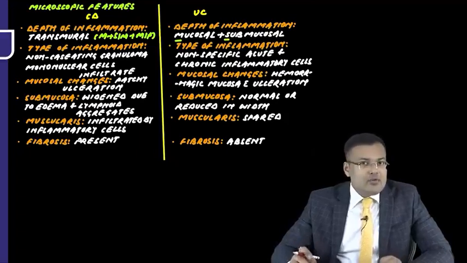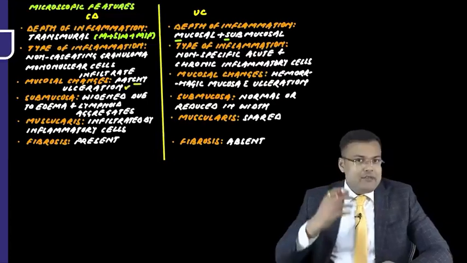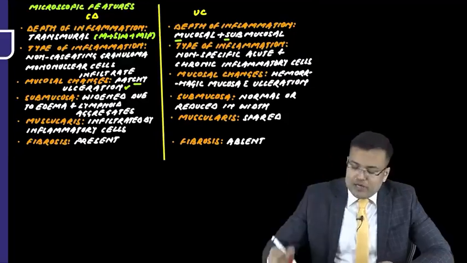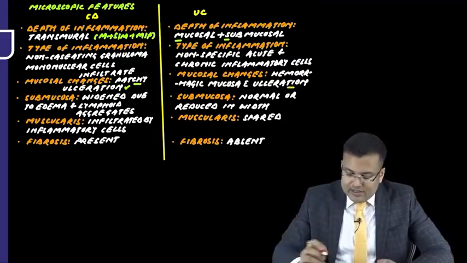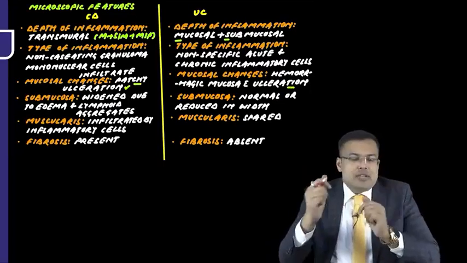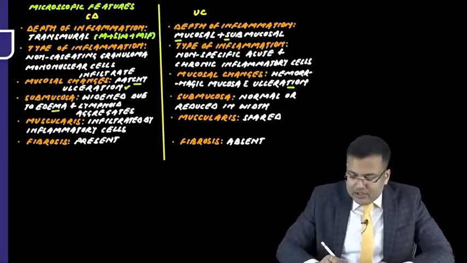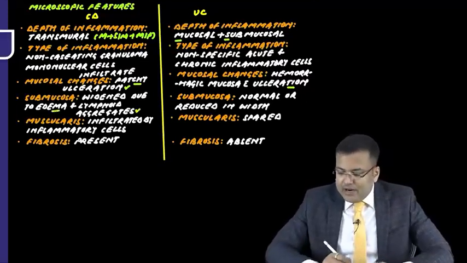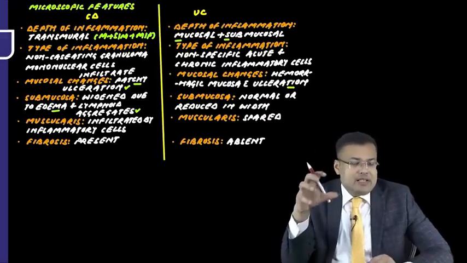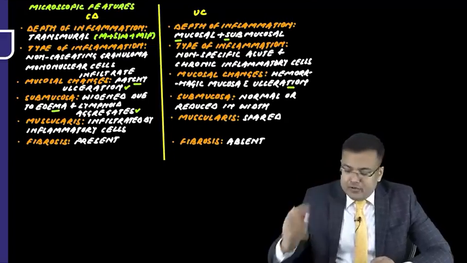Mucosal changes. So what happens in Crohn's disease? There are patchy ulcerations. And if you see the mucosal changes in ulcerative colitis, there is hemorrhagic mucosa with ulceration. In Crohn's disease, the submucosa is widened. What is the cause of widening of submucosa? It is because of edema and presence of lymphoid aggregates. But in ulcerative colitis, the submucosa is either normal or it is reduced in the width.